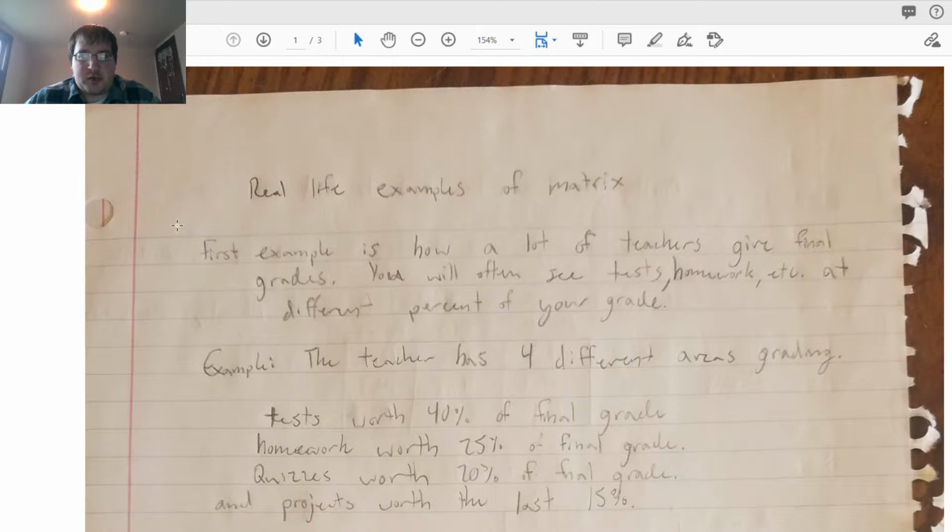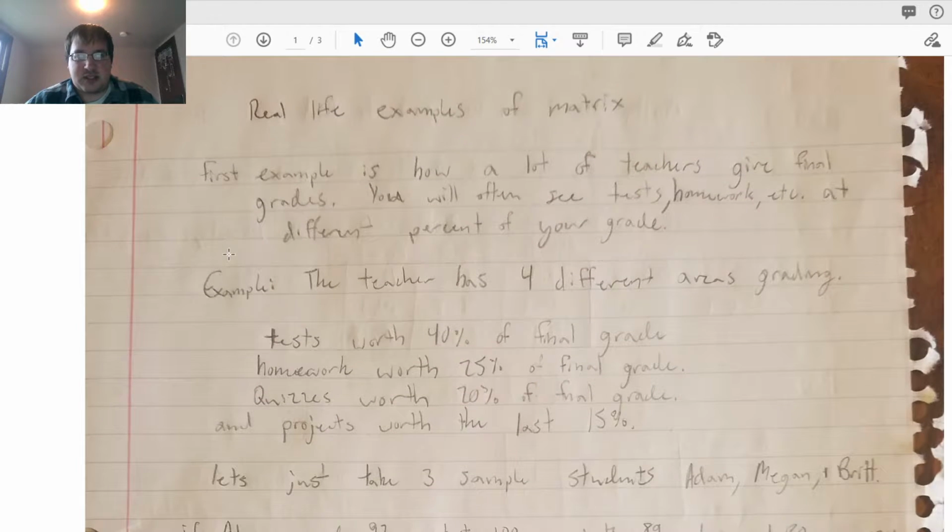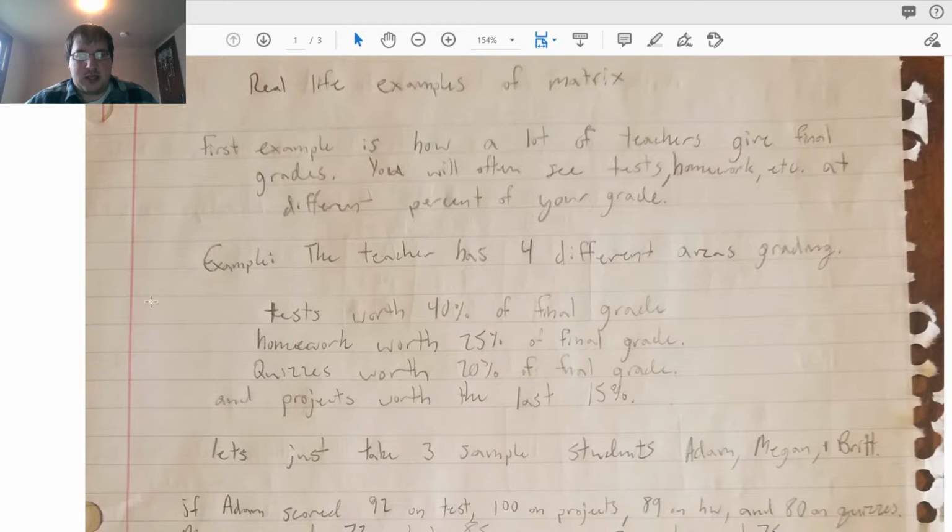So the first example I'm going to be going over is, I am sure a lot of you have had classes where teachers grade things on a different scale, like your test will be worth more than your homework, etc. This is an example of how you can use matrices to see how they get to your final grade.